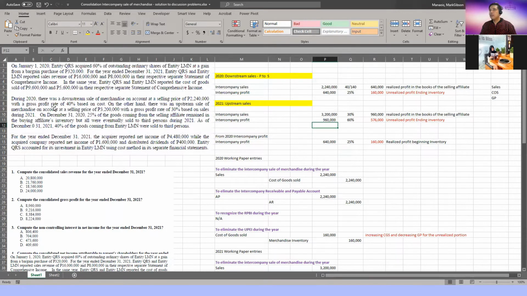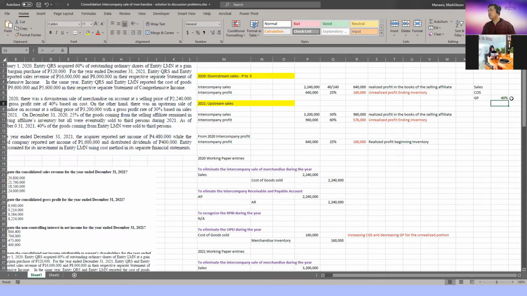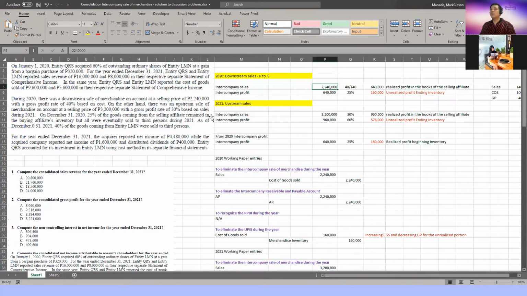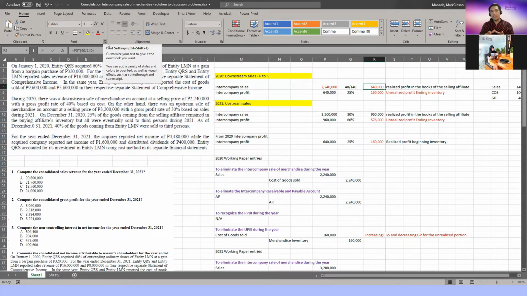So sabi diyan, it's a gross profit rate of 40% based on cost. So kung 40% yan based on cost, this will be 100% and this will be 140%. Now, kung gusto kong i-compute yung gross profit, all I have to do is kunin ko yung intercompany sales, sabi diyan 2,240,000, multiply by 40 over 140. So meron akong 640,000.